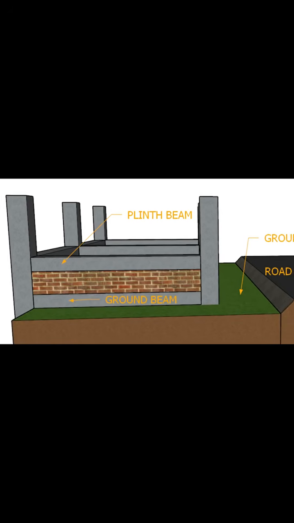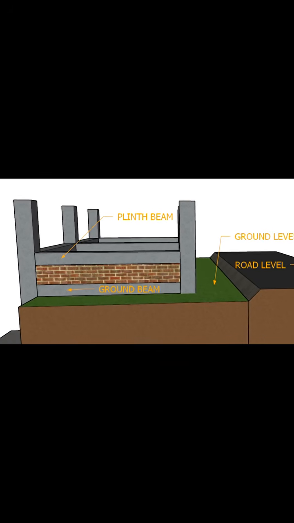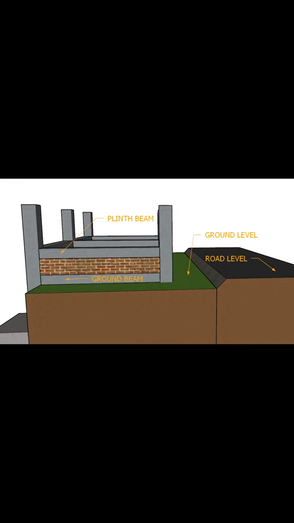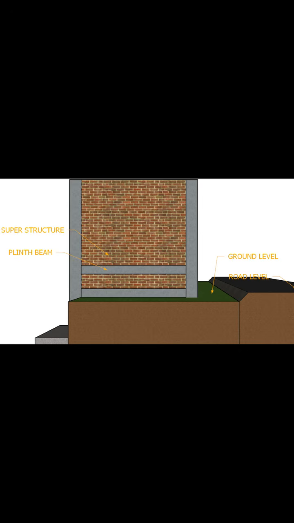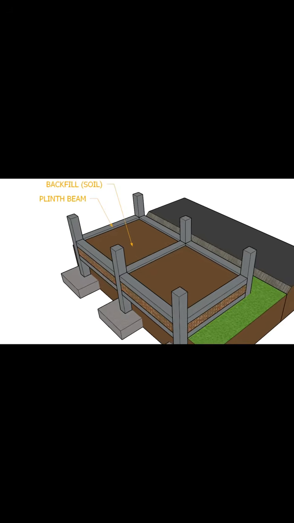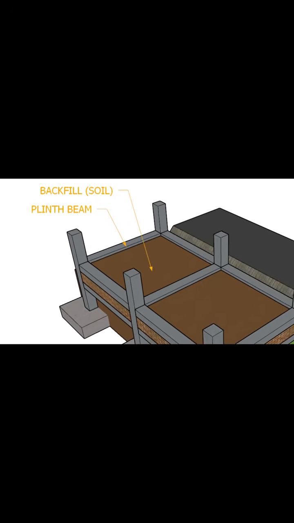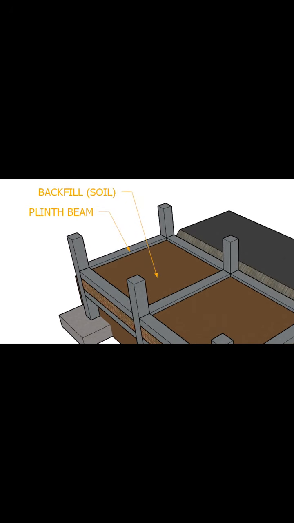That's why a plinth beam is provided, just above the ground level, to provide a rigid base for the superstructure, prevent uneven settlement, distribute wall loads uniformly, and ensure lateral stability. In short, the plinth beam acts as the starting platform for your superstructure. Now below the plinth beam, we usually fill the space with soil. This process is called backfilling.